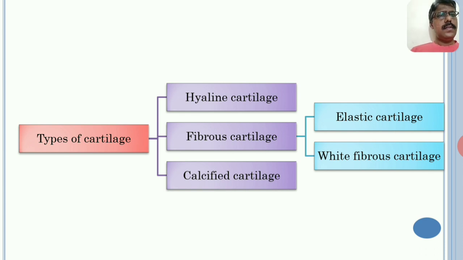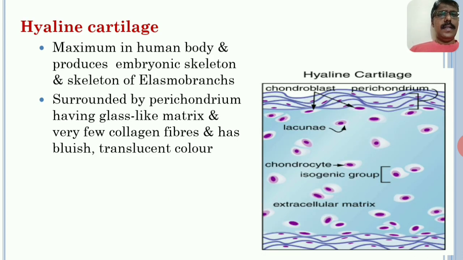Connective tissue vascular: liquid and fiber-free matrix. Now types of cartilage: hyaline cartilage, fibrous cartilage and calcified cartilage. Fibrous cartilage is again divided into elastic cartilage and white fibrous cartilage. Hyaline cartilage is maximum in the human body and forms the embryonic skeleton and skeleton of elasmobranchs. It is surrounded by perichondrium, having glass-like matrix and very few collagen fibers, and has a bluish translucent color. Now you can see the diagram of hyaline cartilage here.